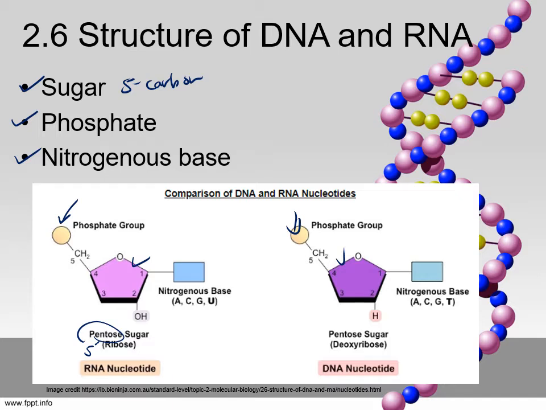Some differences: they're not the same sugars, right? So in RNA we have ribose, and then in DNA we have deoxyribose. And the difference literally is we lost an oxygen. So OH here on RNA, just the H here on DNA. Nitrogenous bases are also a little bit different. In RNA, we have adenine, cytosine, guanine, and uracil, whereas in DNA, we have adenine, cytosine, guanine, and thymine.